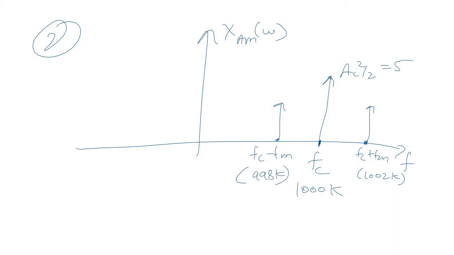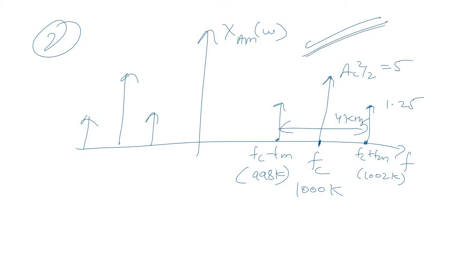And we can clearly see the bandwidth of this modulated signal is 4 kilohertz, and the sideband power is 1.25. Alright, there is a similar counterpart on the negative end, right? So this is the spectrum of the modulated signal, and these are the different spectral components present in the spectrum. Alright, so that is all for this lecture.